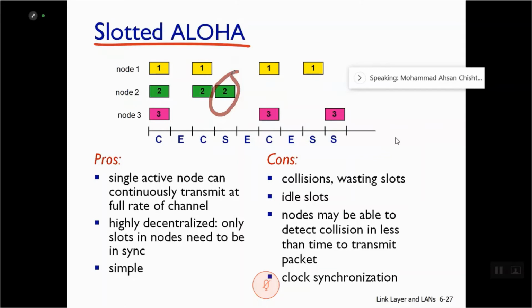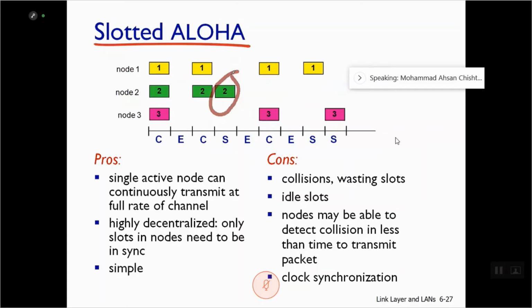Second thing is it's decentralized. Nobody is controlling these slots. Anybody can transmit whenever they want. And the third thing that we have, it's simple to implement. Simple and inexpensive to implement because you just have to ensure that you start transmitting at the start of the time slot.